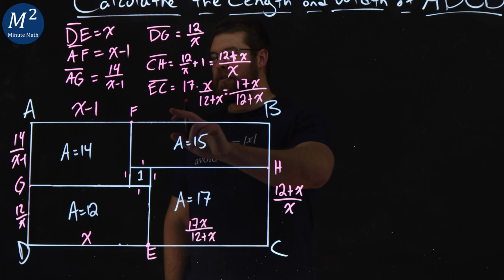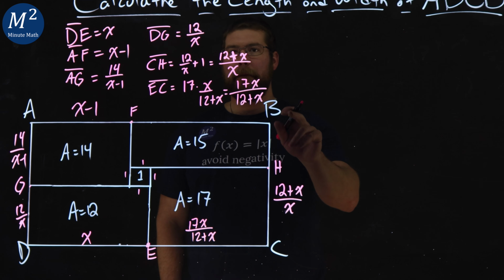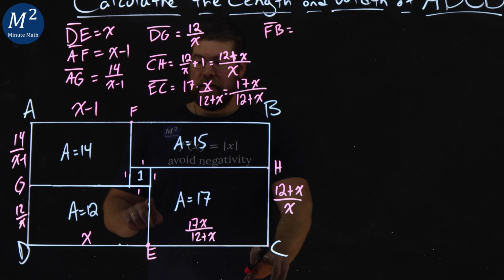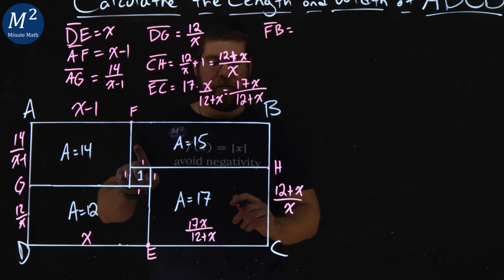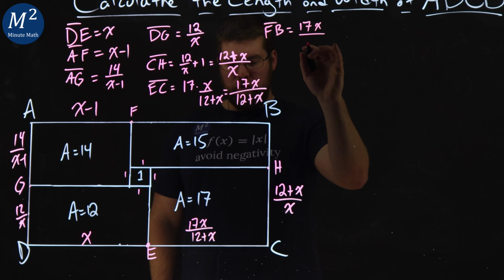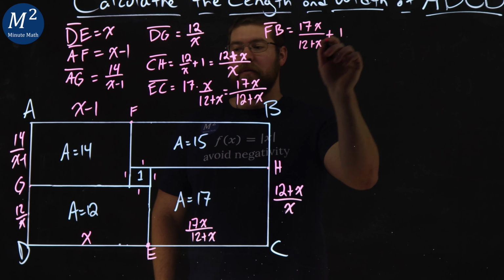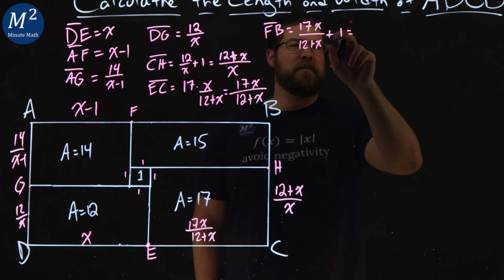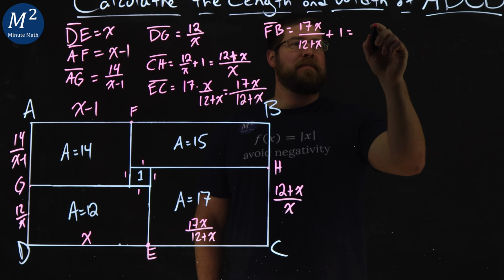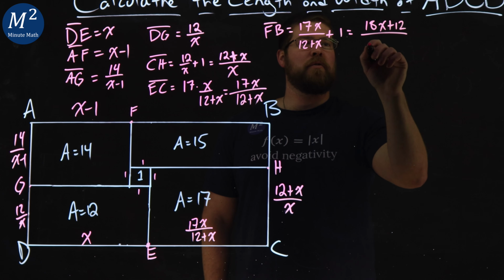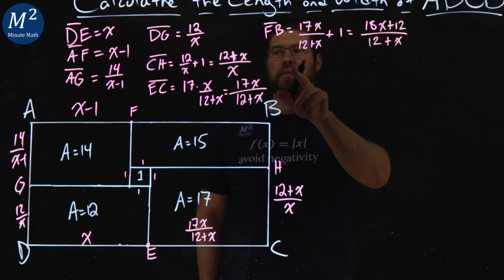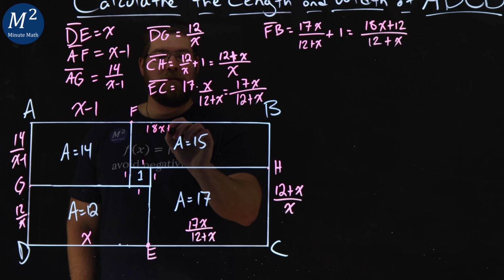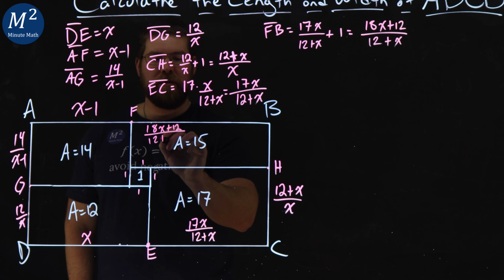We want to keep finding each one of these little extra spaces. What about FB? FB is a little more difficult. FB is the length of EC plus this length of 1. So we have 17X over 12 plus X, plus 1. Make it a fraction: 12 plus X over 12 plus X is equal to 1, and that gives us 18X plus 12 over 12 plus X. So let's label that down here. We got 18X plus 12 as the length here, over 12 plus X.